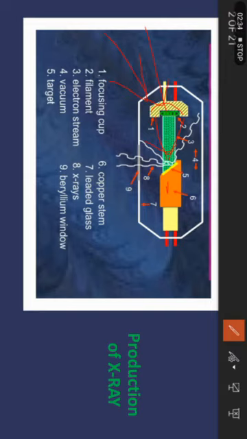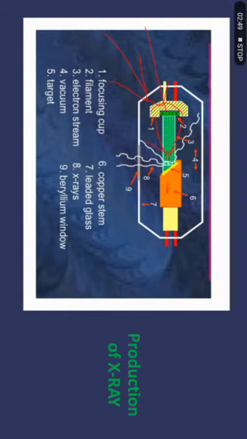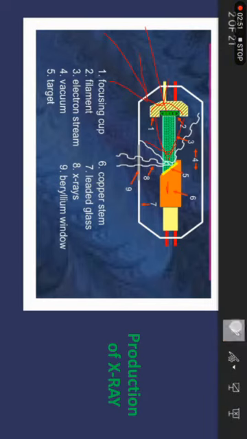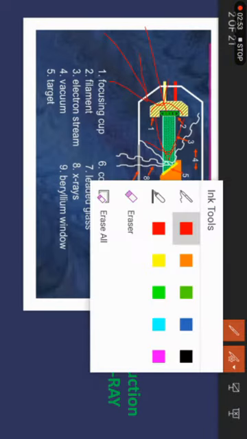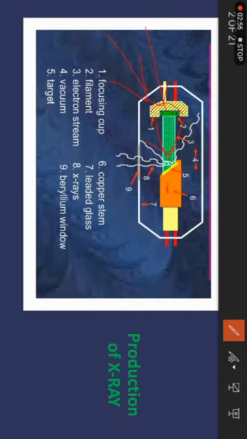And the X-rays liberated, which I marked as 8, the white part, pass through the beryllium window, which does not interfere much with the passing of X-rays. So let's see how it works. One more thing I would like to mention is that this setup is connected to a battery of a high potential. Why we use this high potential, we will see now.